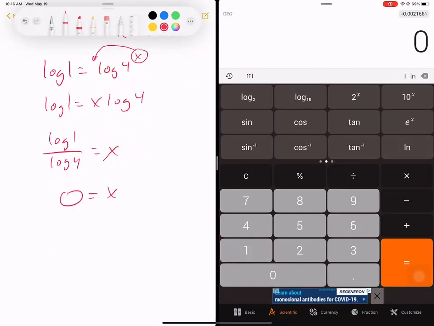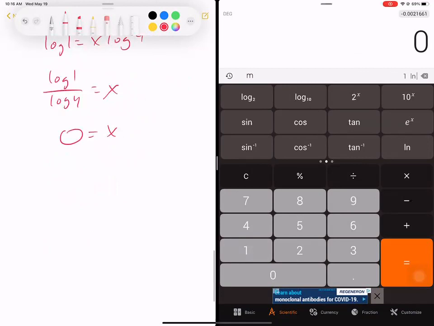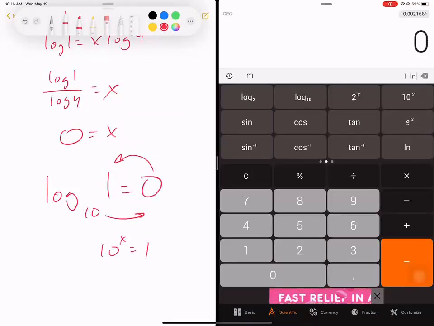Now, why is the log of 1 equal to 0? Let's rewrite this. Log of 1 base 10. How can I make 10 become 1? 10 to what power would be 1? 0. 10 to the 0 power is equal to 1. And that's one of the reasons. All right, that's it.